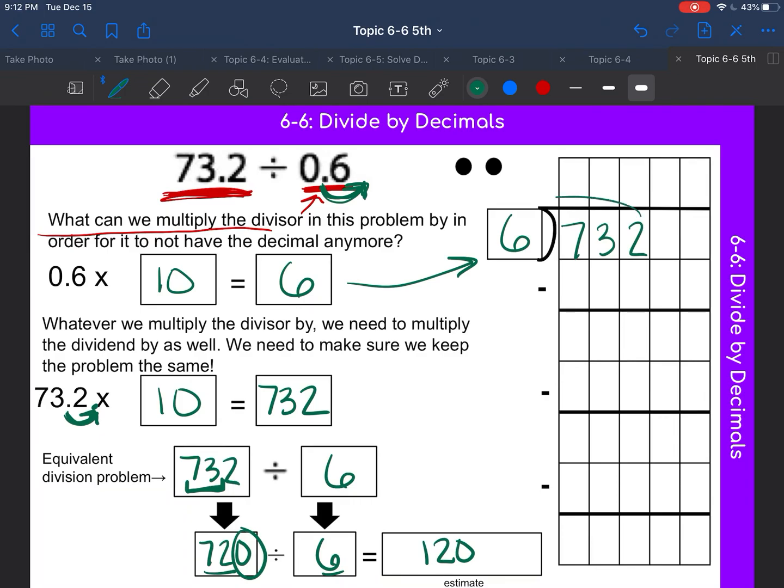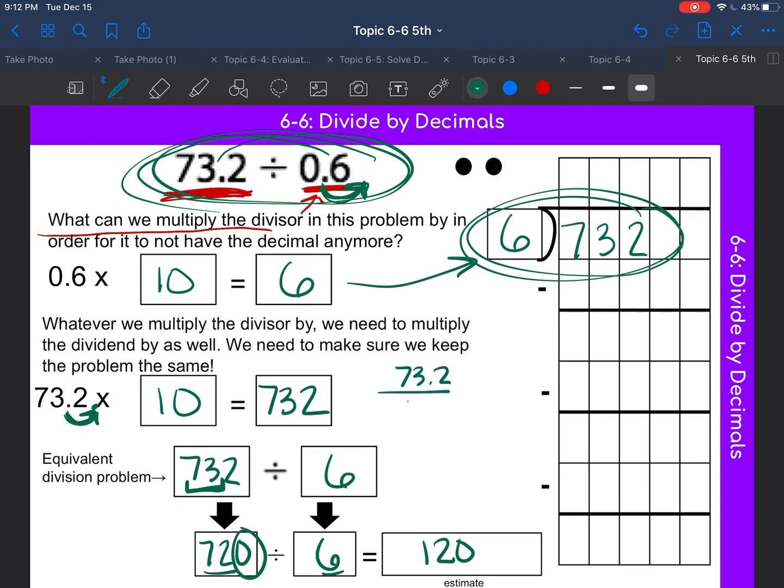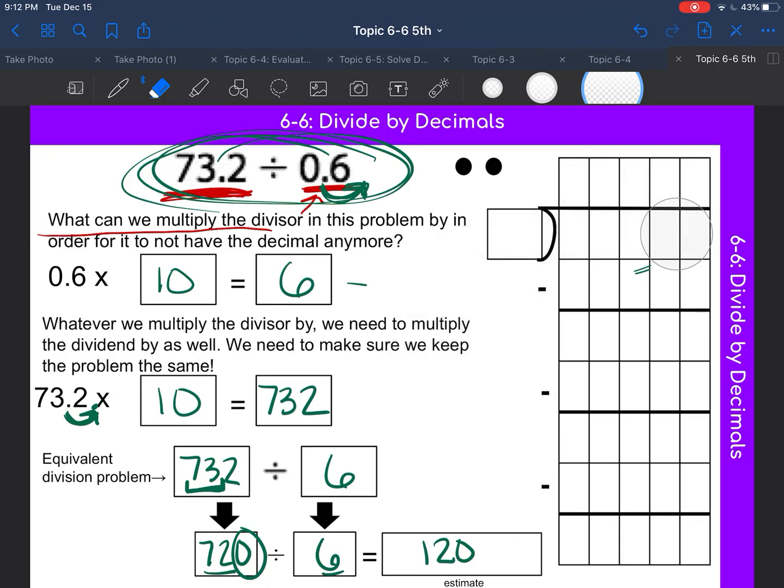Okay, so again, this problem, guys, is identical to this problem. Think about them just really as equivalent fractions. Okay, all we did, another way to write this is to do 73 and 2/10 divided by 6/10 and just multiply the top and bottom by 10, and we would get that. So all we're really doing is just making an equivalent fraction. All right, so let's rewrite this problem. Let's solve it.